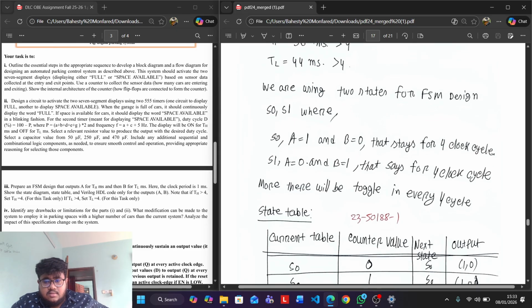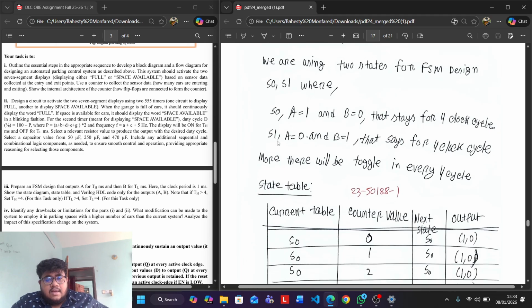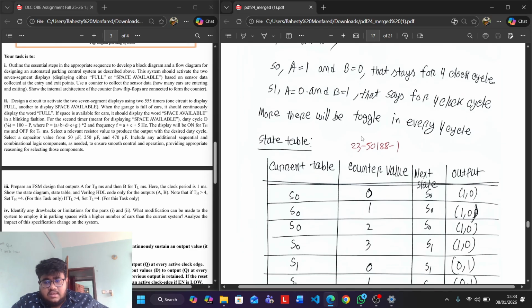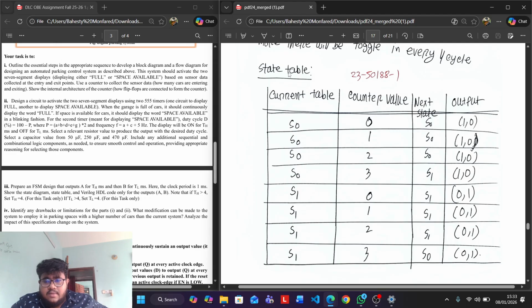For S0, A is 1 and B is 0, staying for 4 clock cycles, and for S1, A is 0 and B is 1, staying for 4 clock cycles. The outputs toggle every 4 cycles. So we have the state table, with the current state S0 and S1. The counter value will be 0 1 2 3, 0 1 2 3, and the output will be 1 0 1 0 1 0 1 0, 0 1 0 1 0 1 0 1.